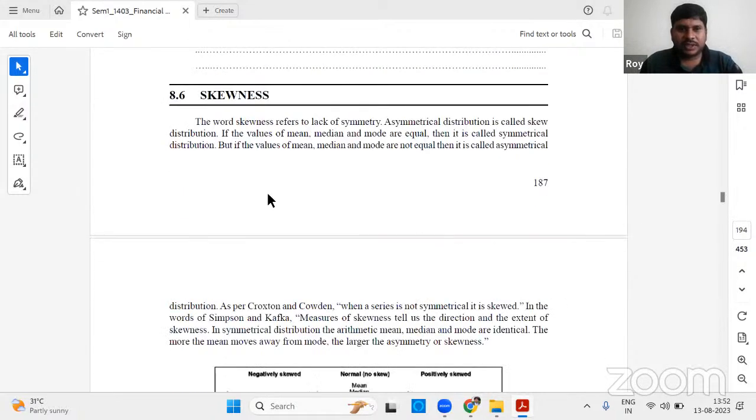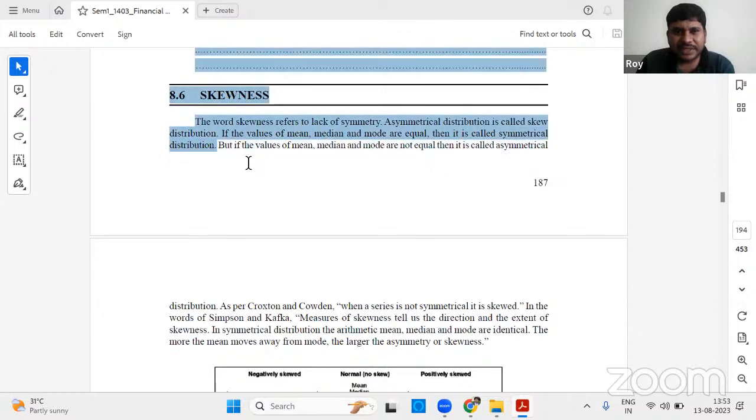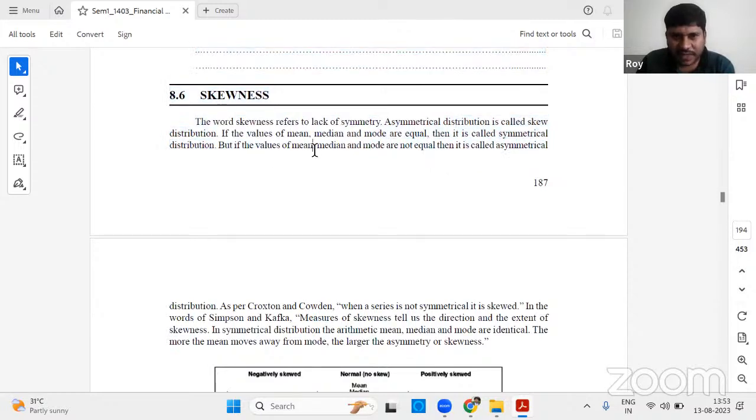This is about the skew. Now let's go into the skewness. Skewness refers to the lack of symmetry. An asymmetric distribution is called a skew distribution. If the values of the mean and mode are equal, then it is called a symmetrical distribution. But if the values of mean and mode are not equal, then it is called an asymmetrical distribution. In skewness, there are two things: the asymmetrical distribution, which is called the skew distribution.